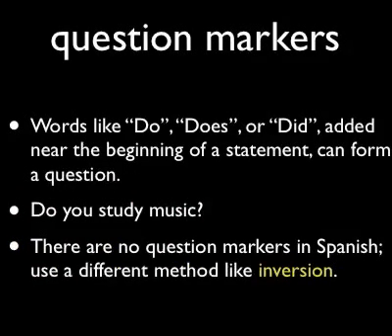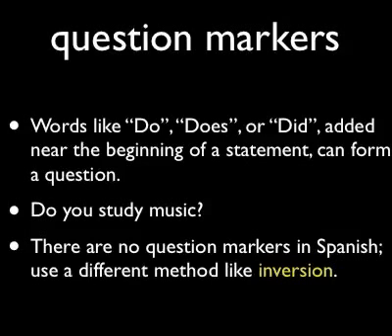Another way to ask a question in English is to begin with question markers like do, does, did. And you can even make these negative by using don't, doesn't, and didn't. Do you study music? But there's no direct Spanish translation to these question markers. Spanish speakers don't have a word or words to put at the beginning to form a question. There are words in Spanish for do, does, and did, but they aren't used to form questions.